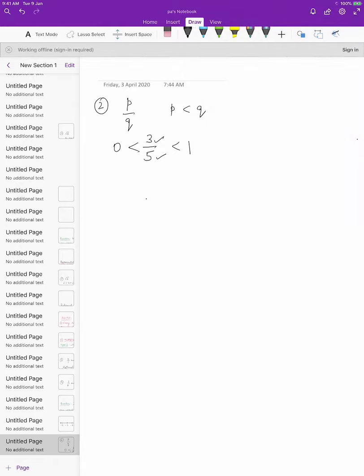Now let's see how we are going to represent 3 by 5 on the number line. So suppose we mark the points 0, 1, 2. You can adjust the gap between two numbers. You can take any scale to represent these numbers, not necessarily that at a gap of 1 centimeter only you have to take. You can take these numbers at a gap of 1 inch. Okay. Now 3 by 5.